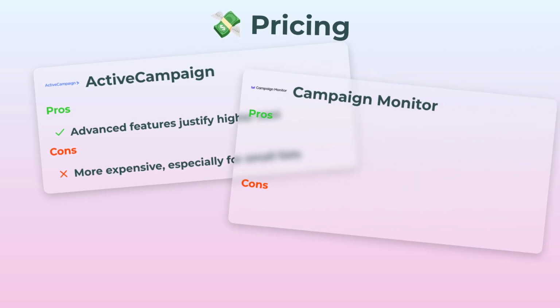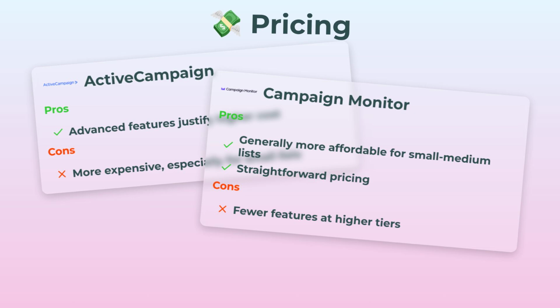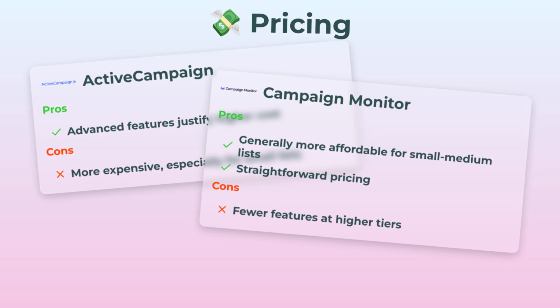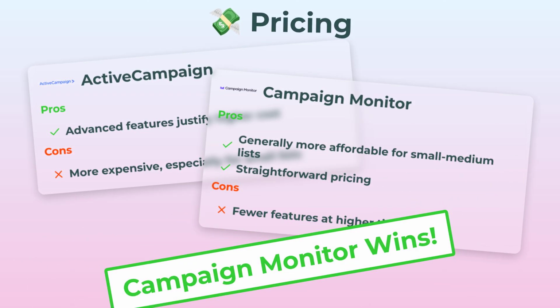Now, Campaign Monitor, way more budget-friendly for smaller lists, and the price tags aren't confusing at all. No wild jumps or hidden catches. Of course, as you move up in tiers, the feature set doesn't exactly explode. Still, for most folks starting out, saving money is a huge win, right? So, winner here, Campaign Monitor.